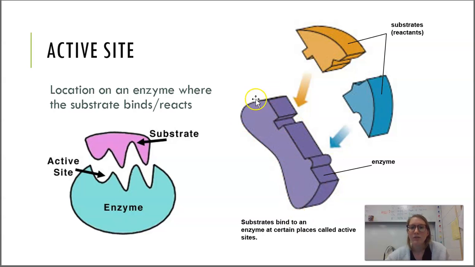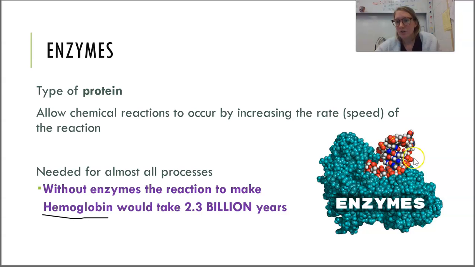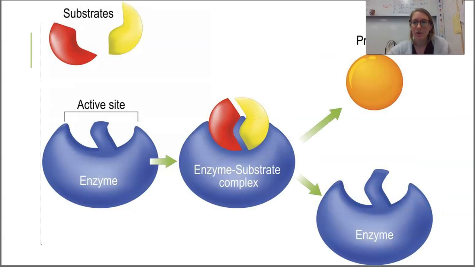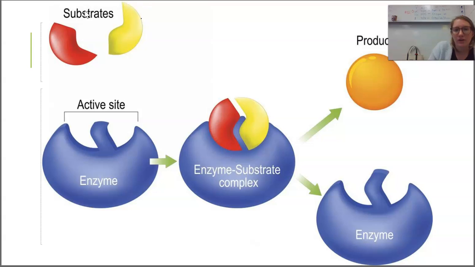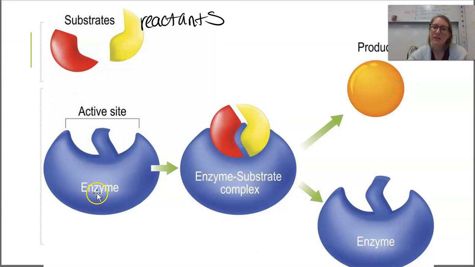Again, these are all models, but just imagine a crazy fold type of molecule that has a little site in it that fits perfectly for whatever biological process you need. So substrates, we also call reactants. They fit perfectly like puzzle pieces into the specific enzyme that is needed. The enzyme is the landing site for these two, helps them get together, and then you have the product.